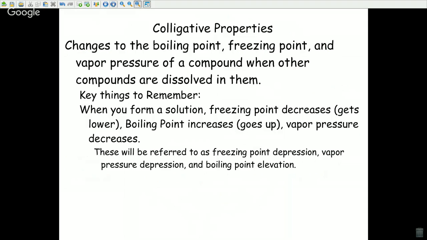And then colligative properties refers to the changing of the boiling point, the freezing point, and the vapor pressure of a compound when you dissolve a solute in it. So the freezing point is going to go down, the boiling point will go up, and the vapor pressure will decrease. And it's referred to as freezing point depression, vapor pressure depression, boiling point elevation. And a good example is how you make ice cream. You have ice and salt, and you mix that together, it makes it colder and causes the milk to freeze. Because milk doesn't freeze at 0 degrees like water does, it freezes at -12 degrees Celsius.